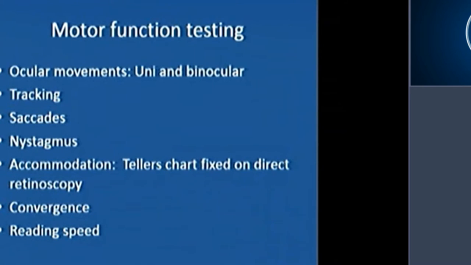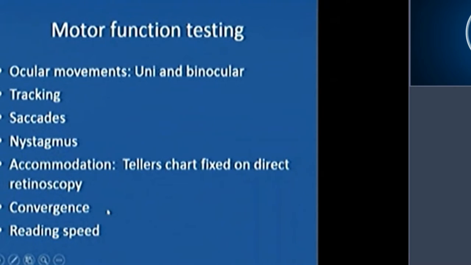Once we do the sensory functions, the next is motor function. Some therapists believe that the motor function should be done first and the sensory can be done later on. But it doesn't make any difference as long as you do all the tests and document them properly. So ocular movement, uniocular and binocular. When a ball is rolling or some motion is there and the child is looking at it, we can look at the tracking. The regular movements which take place in the eye while reading or doing work are called saccades.